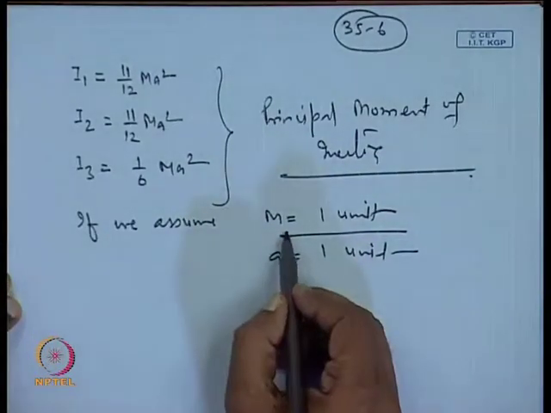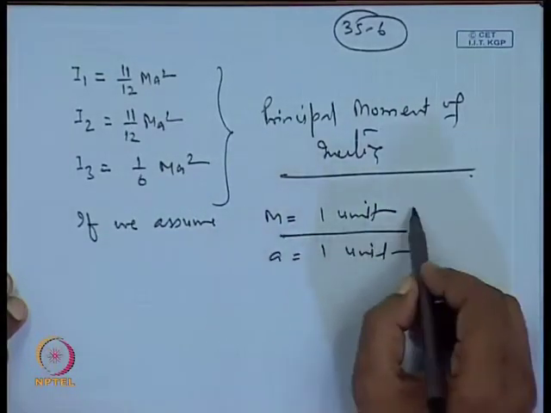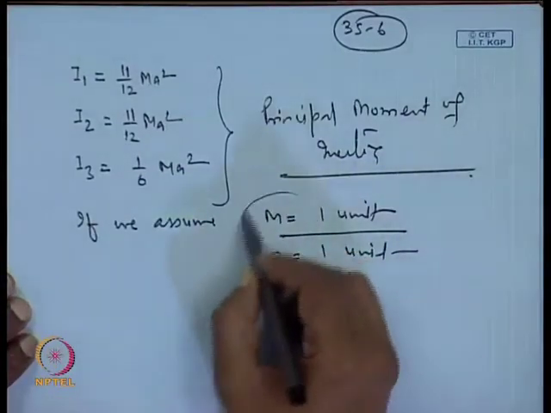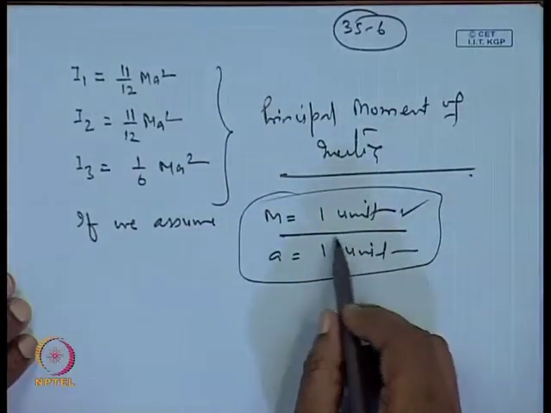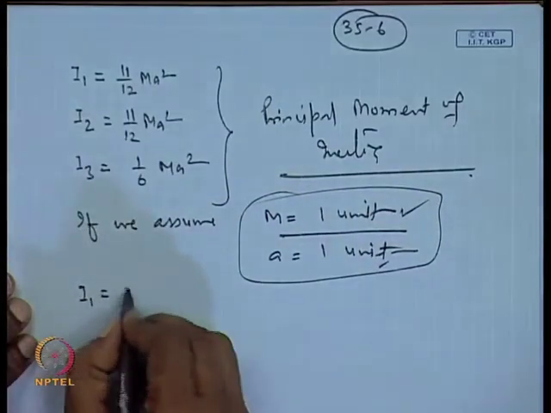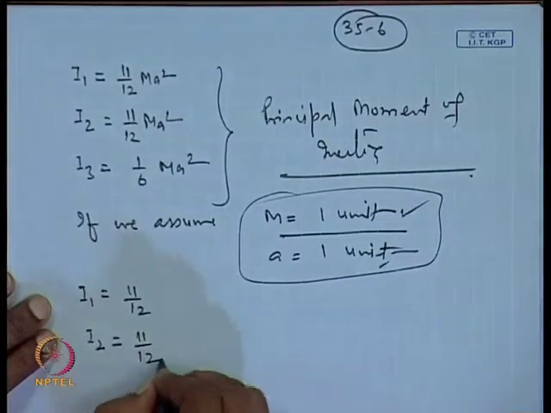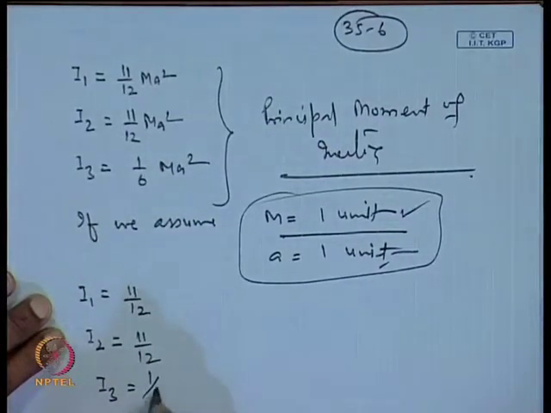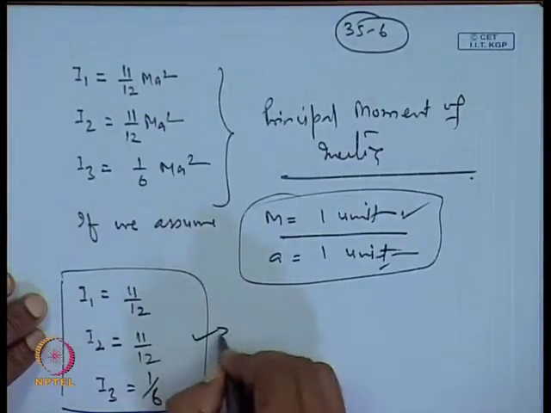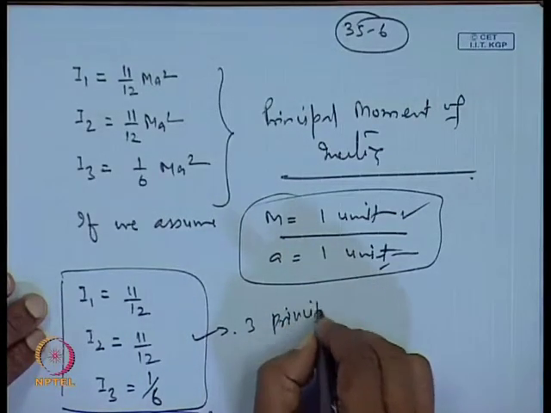Okay. So, it may be either you can consider in CGS unit or SI unit. I am not naming it, either m as kg and a as meter, or maybe gram and centimeter. So, this generalized notation I am using here. m is equal to 1 unit, a is equal to 1 unit here. Therefore, I1 will be 11/12, I2 will be 11/12, and I3 will be equal to 1/6. All these are the three principal moments of inertia.